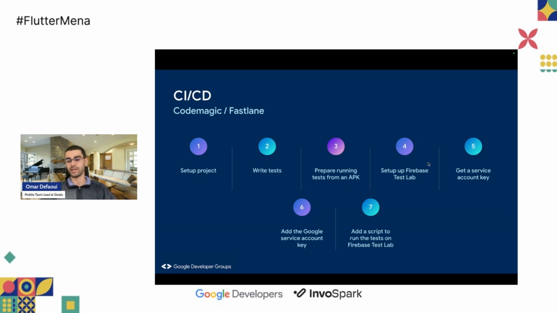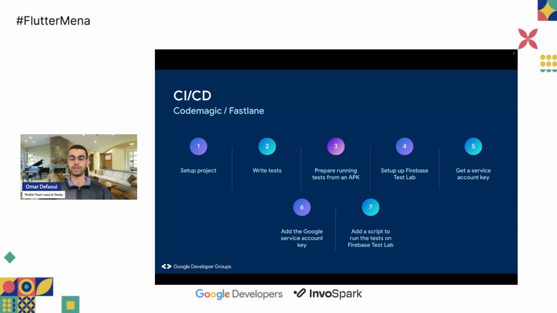Then we need to set up our device farm. In case we are using Firebase Test Lab, we need to request a service account from the Google Cloud console. You can request a service account key, and we add that service account key to our secrets. For example, if you are using GitHub Actions, you can store the value of the Google service account key inside the secrets option, and then we write the scripts that will run every time we run our pipeline.